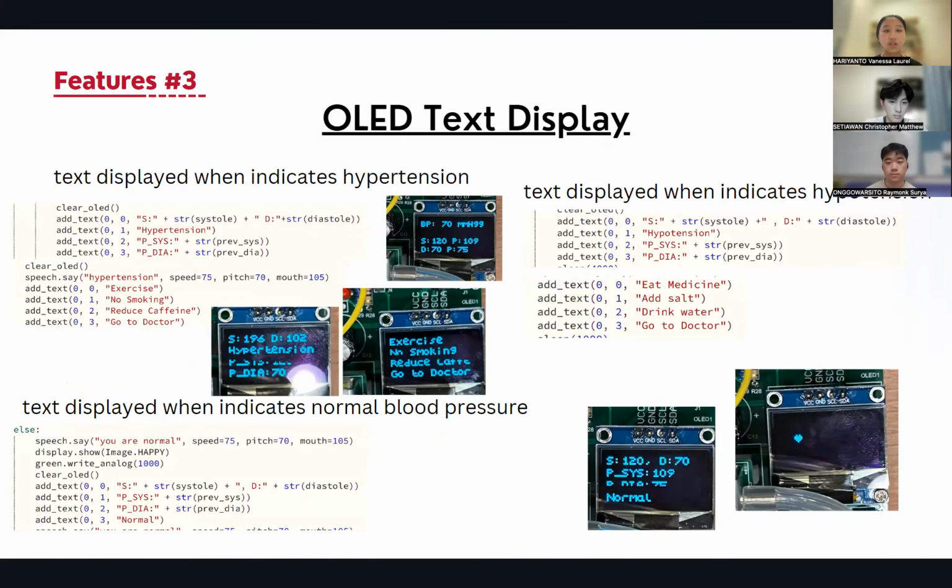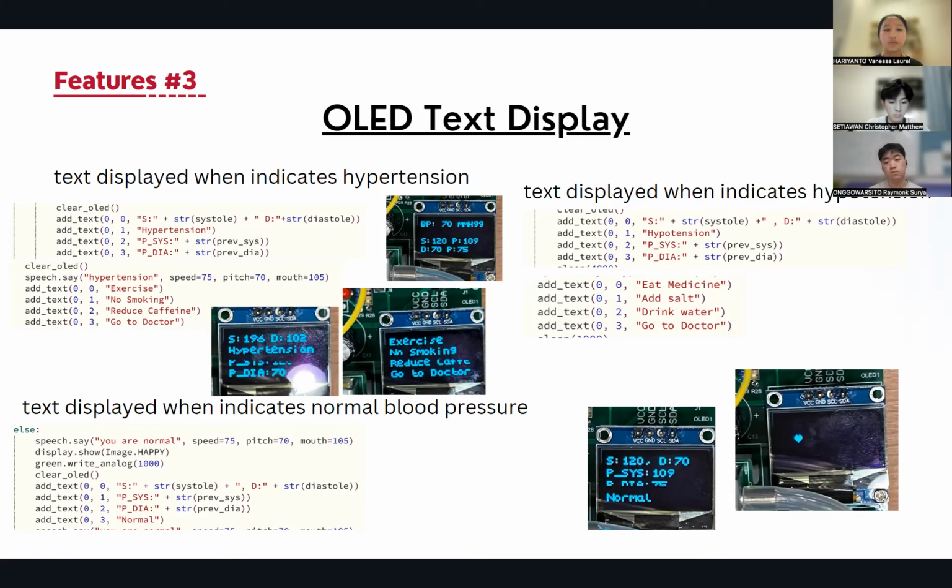Our third feature is to display text on the OLED. After the measurement, we will display the blood pressure measurement number on the OLED, followed by the systolic and diastolic pressure numbers. After the second measurement, we will display the previous systolic and diastolic pressure numbers. When the measurement indicates hypertension or hypotension, we will display the hypertension or hypotension text. After that, we will also display some suggestion text such as exercise, no smoking, go to doctor, and etc.